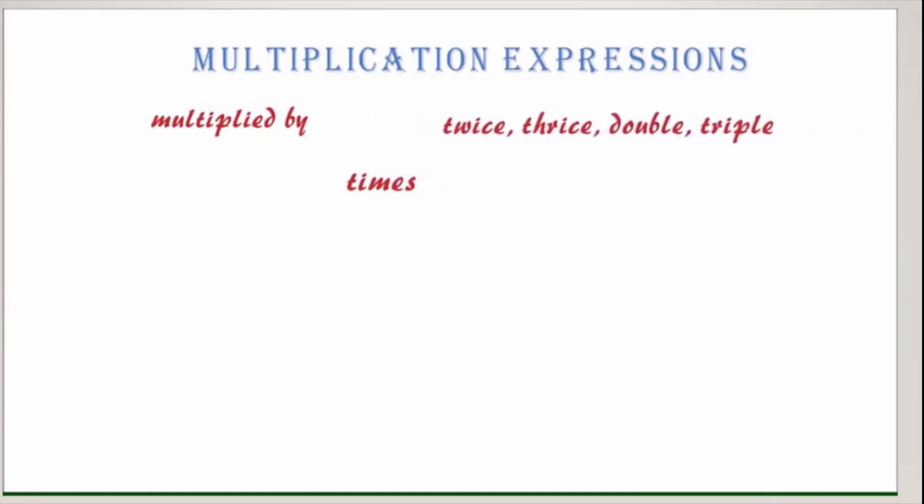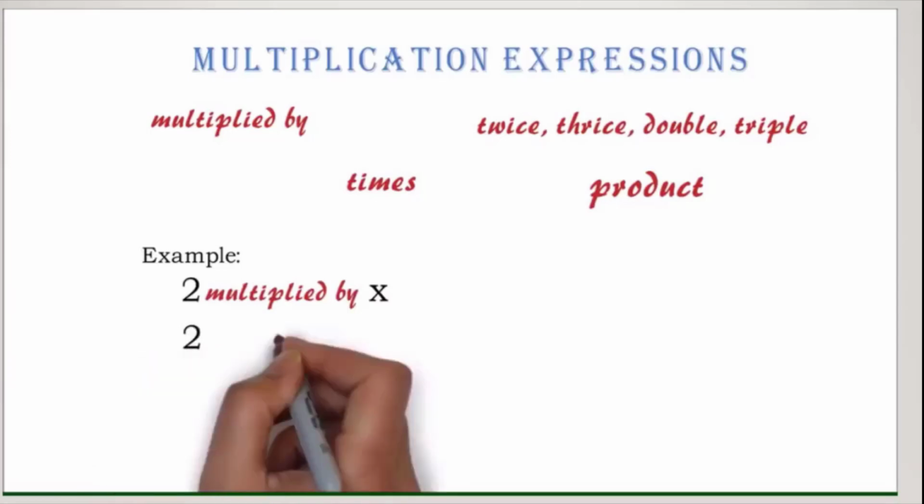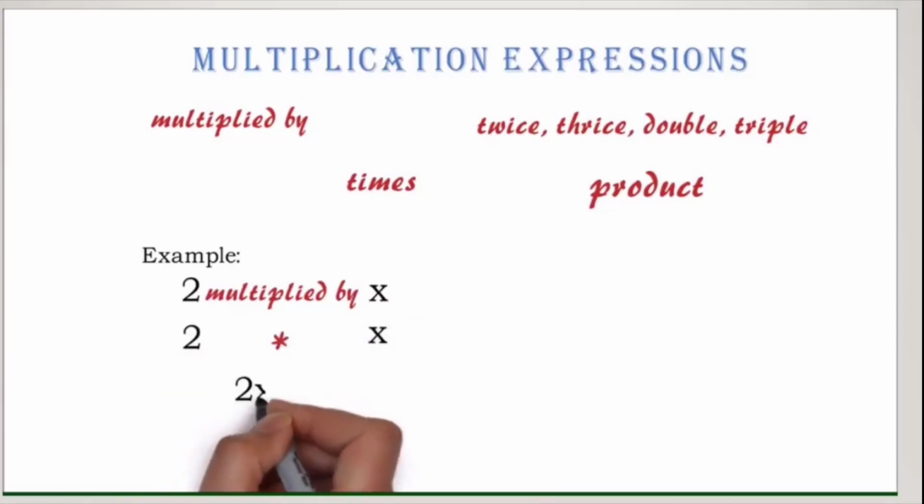Multiplication expressions. The following imply multiplication. 1. Multiply by. 2. Times. 3. Twice, thrice, double, triple, and so on. 4. Product. So, if we have 2 multiplied by X, that will be 2 times X, which is simply 2X.